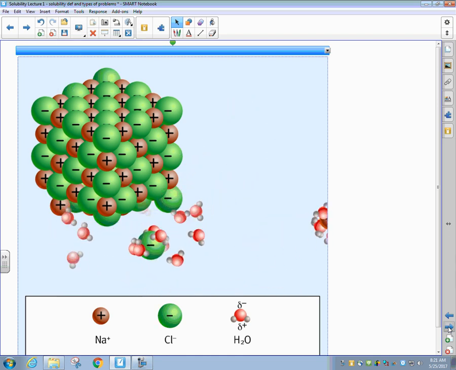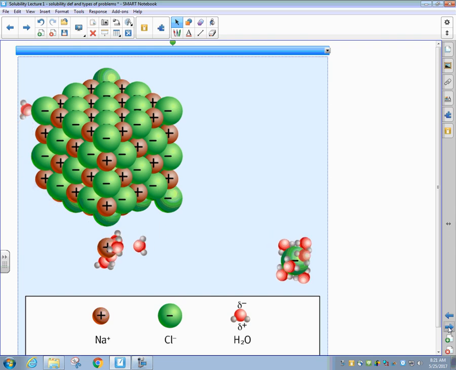The key here is to recognize you've got an attractive force between the positively charged sodium and the negatively charged chloride ion, and there's an attractive force between the polar water molecules and either the positive or negative ion. And if it's the positive sodium ion, then the delta negative end of the water molecule, the oxygen end of the water molecule, is attracted to it. If the collective force of all those water molecules attracted to the sodium ion is greater, then the water molecules will drift away with the sodium ion, as we saw in this demonstration here.